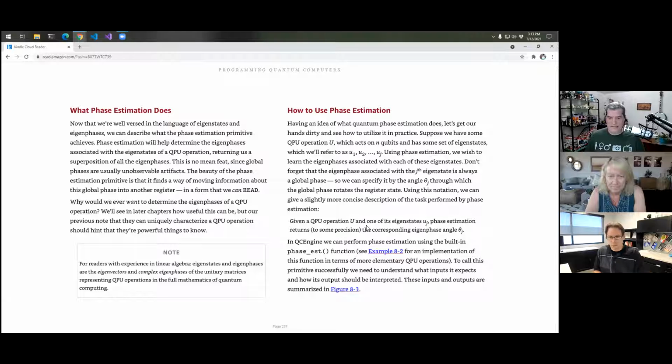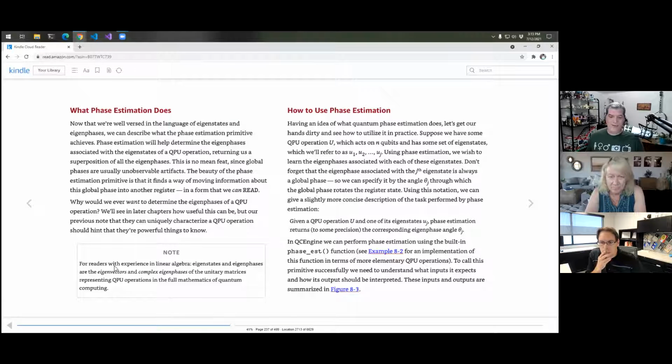Let's see if there was. Oh, and then I do not have this, but there was a note here for anyone with linear algebra experience, which is not me. Eigenstates and eigenphases are eigenvectors and complex eigenphases of the unitary matrices regression QPU operation in the full mathematics of quantum computing. That means absolutely nothing to me, and I'm okay with that.